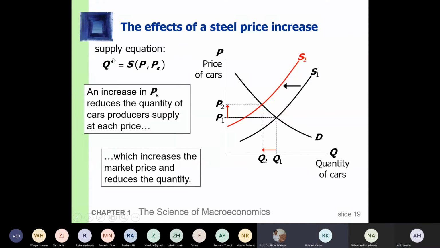Quantity supplied, QS. We normally put the dependent variable on the left-hand side of our function. This depends on price, the price of the new car and the price of steel. And these are the independent variables. The price of the new car and the price of steel are independent variables. Here also.